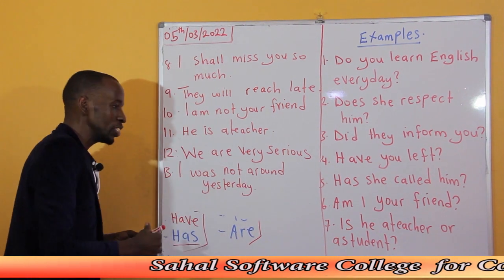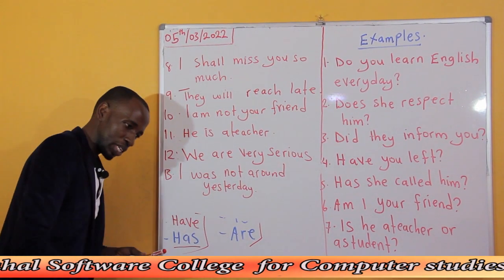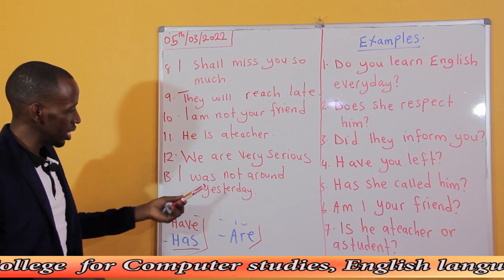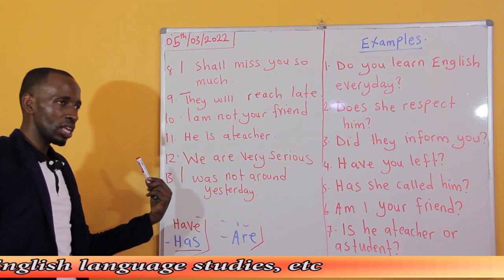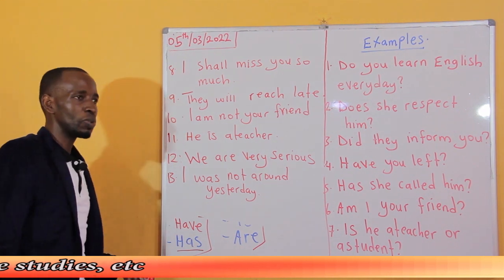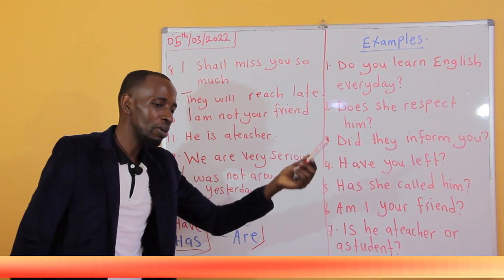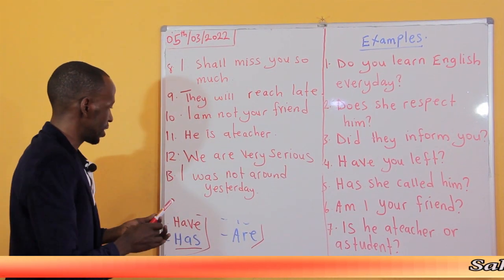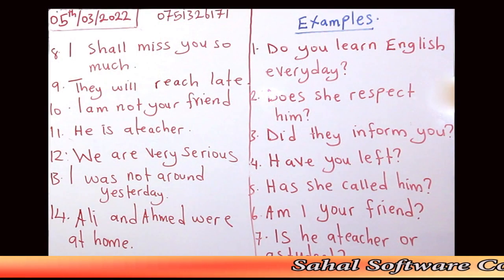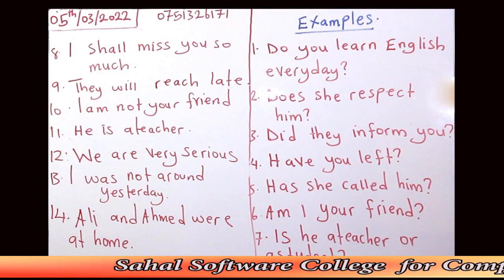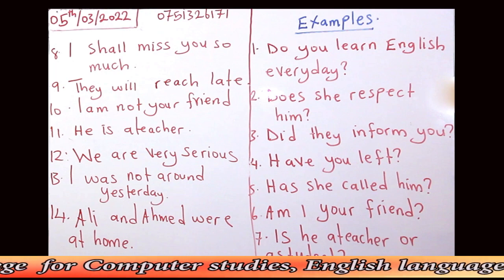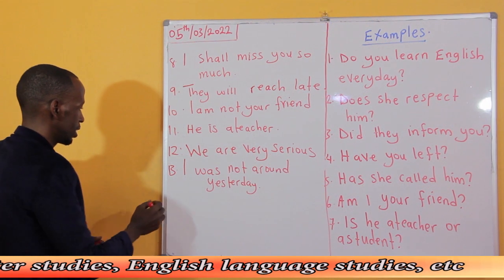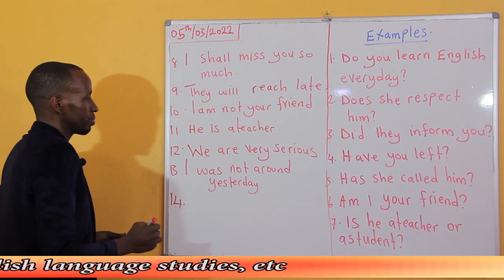If I change this one to today, you can say I'm not around today. I was not around yesterday. Tomorrow I will not be around. As simple as that. English is a very, very easy language, and that's why I say you have to focus on these lessons because they are very important.